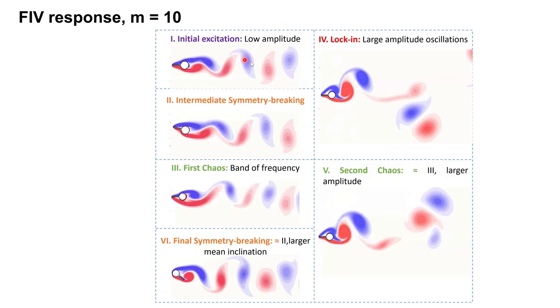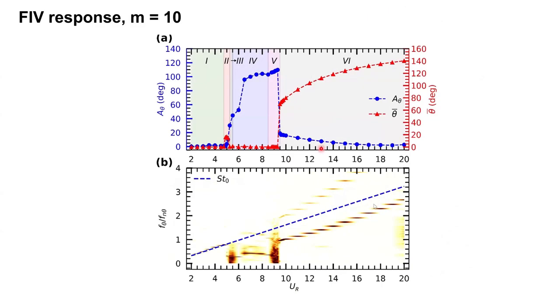Actually, fourth is lock-in, and then fifth is second chaos, and sixth is final symmetry breaking. So order actually is this. Let us go by the order. First, initial excitation, then symmetry breaking, then chaos, then lock-in like behavior, then chaos, and then final symmetry breaking. So that is the order.